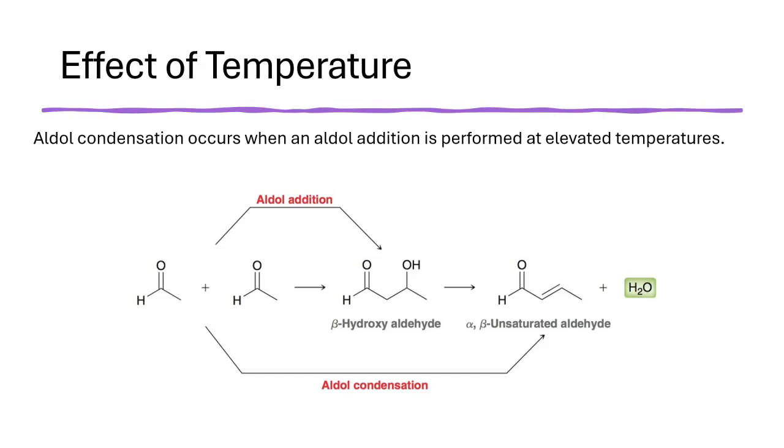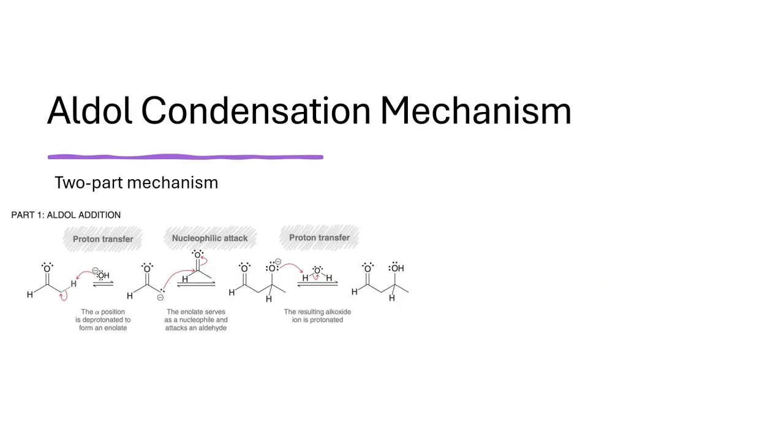Aldol condensation mechanism. This is a two-part mechanism, with part 1 being the aldol addition. In the first step, there is proton transfer. The alpha position is deprotonated by a base like hydroxide to form an enolate. In the second step, it's nucleophilic attack. The enolate serves as a nucleophile and attacks an aldehyde. This is followed up by proton transfer. The resulting alkoxide ion is protonated.